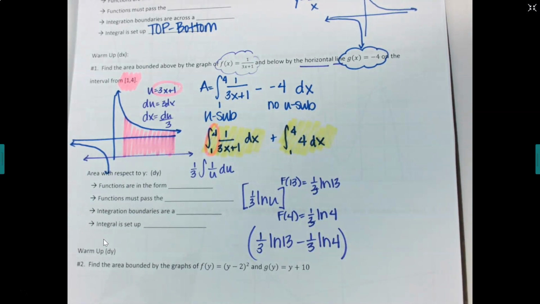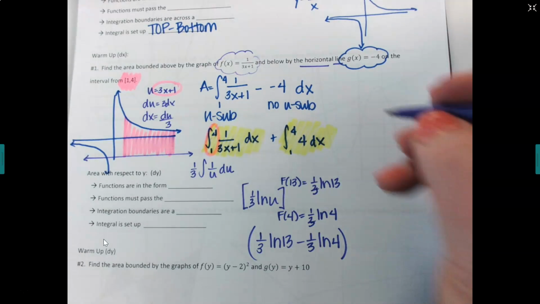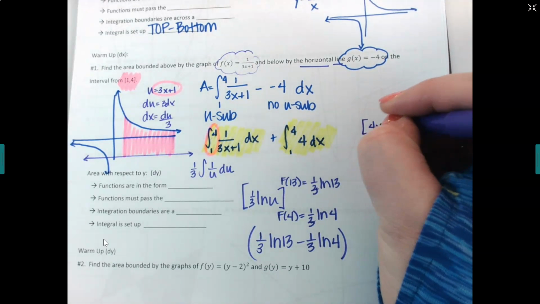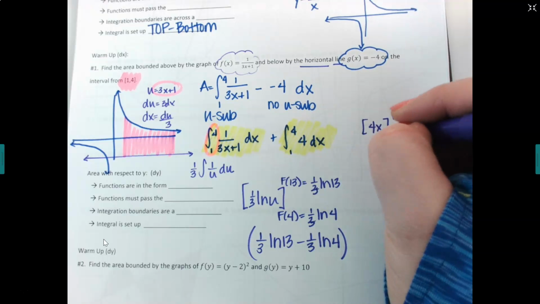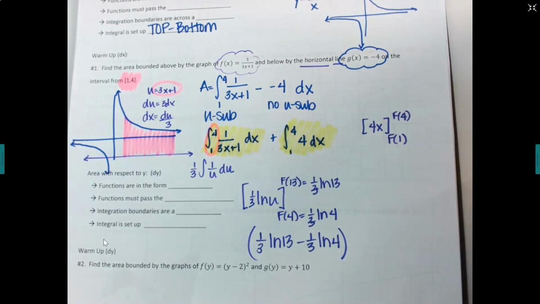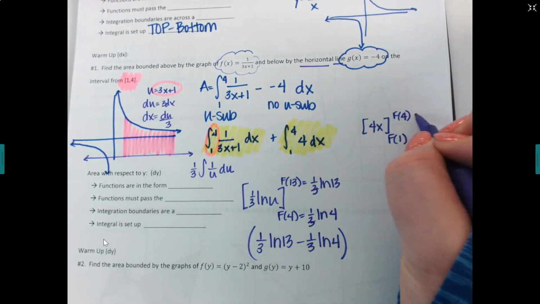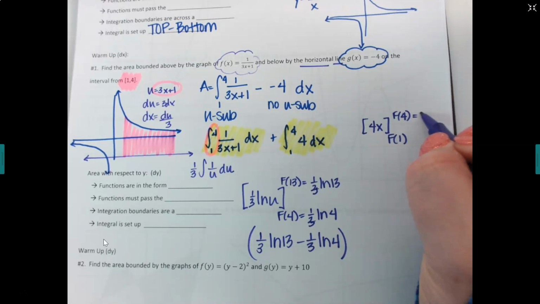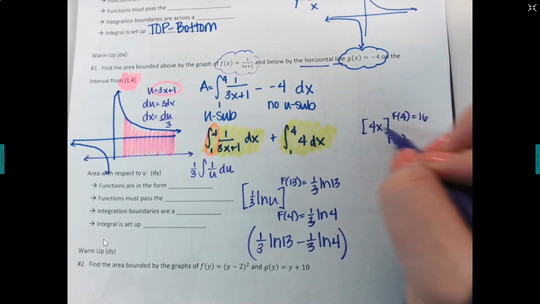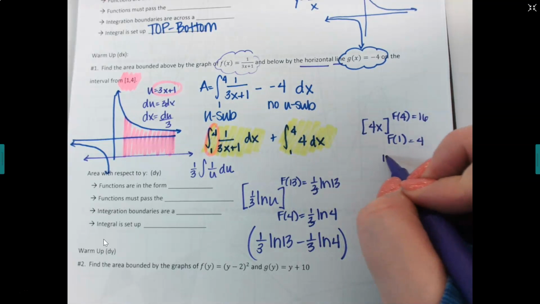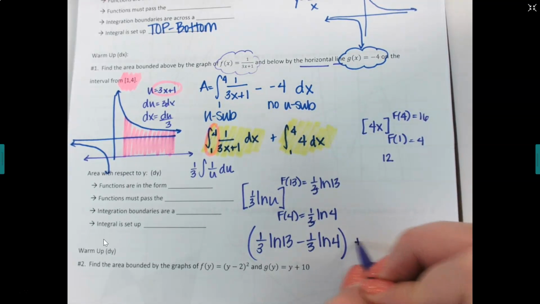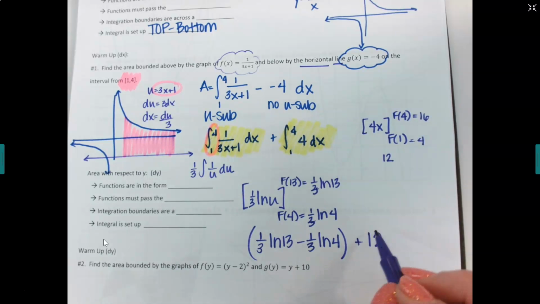But 4 will be super easy. What's the antiderivative of 4? 4x. What am I plugging in on top? 4. And on bottom, I'm keeping it a 1. Remember, when you plug in endpoints on a non-U-sub integral, you're just keeping them the same. 4 times 4 is 16. 4 times 1 is 4. What's 16 minus 4? 12. And then I would do answer 1 plus answer 2.